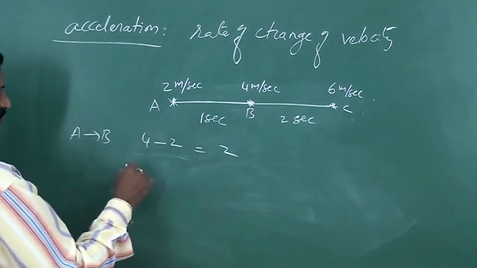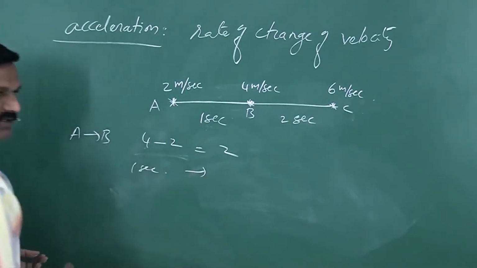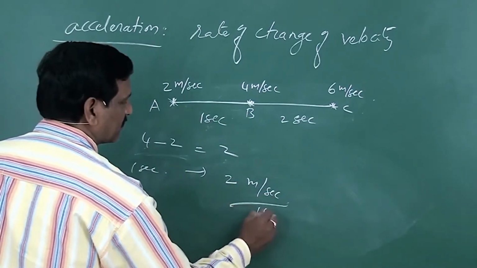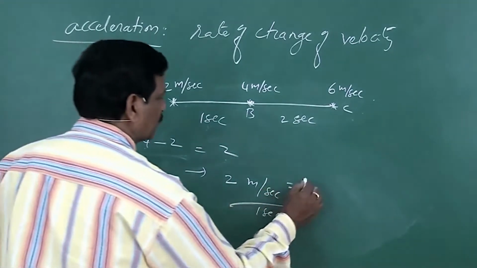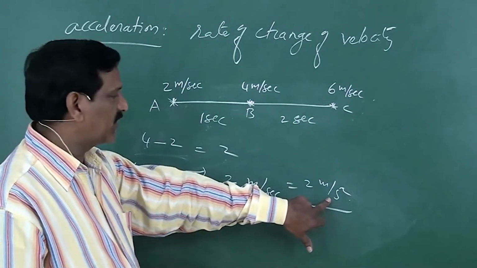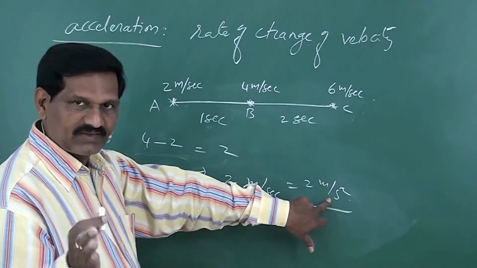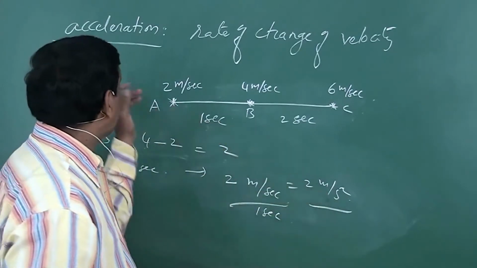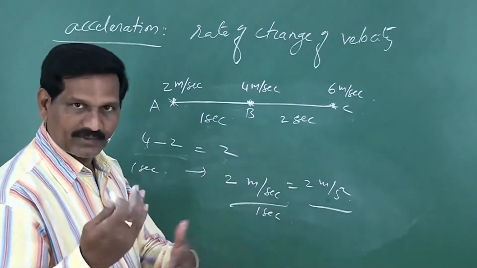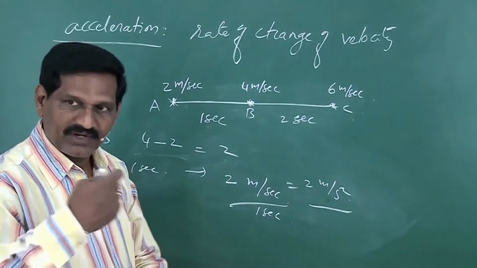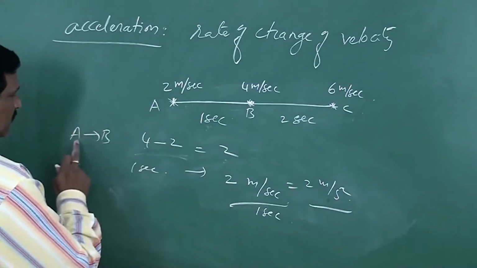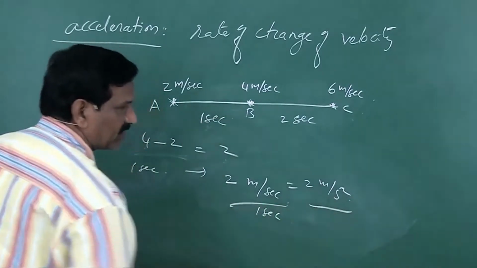And here the time interval is 1 second. So the change in velocity per second is 2 meter per second by second. So this is 2 meter per second square. This is the unit of acceleration, of course, meter per second square. Meter per second is the unit of velocity, because acceleration is change in velocity by time. So meter per second, by second, meter per second square is the unit of acceleration. So here between A and B, acceleration is 2 meter per second square.